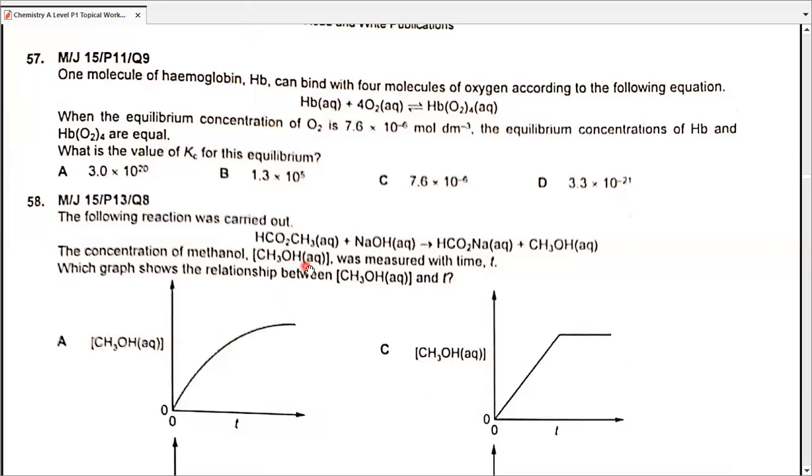So how do you think that is beta? The expression would be something like this for Kc: x over 7.6 into 10 raised to power minus 6, raised to power 4, and that is being multiplied with x here. So x will get cancelled out with x, and we'll have 1 over 7.6 into 10 raised to power minus 6 raised to power 4. So that gives beta.